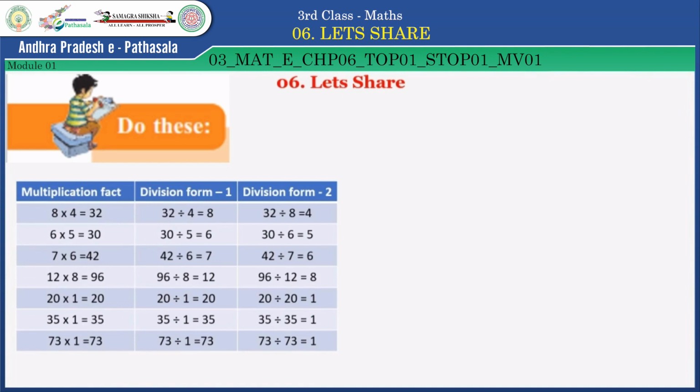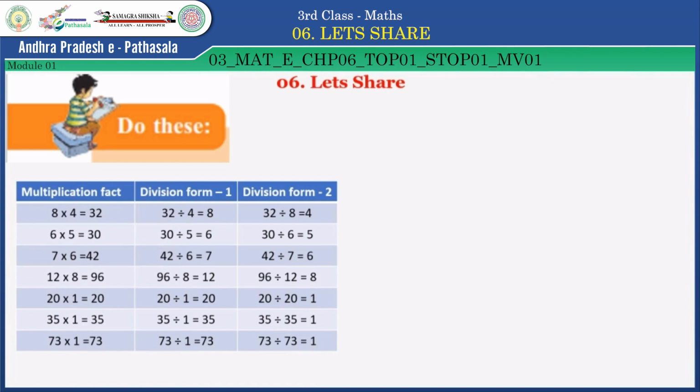And the third multiplication fact is 7 6s are 42. 7 into 6 is equal to 42. For this, the first division form is 42 divided by 6 is equal to 7, and the second division form is 42 divided by 7 is equal to 6.